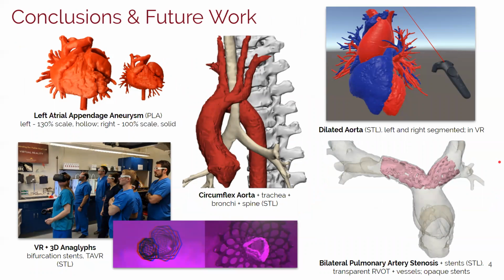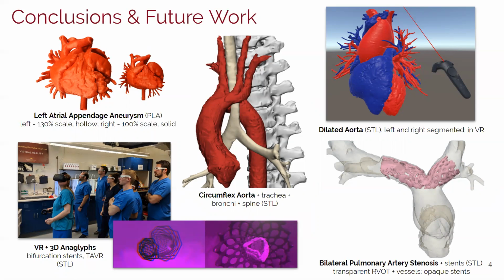Overall, significant value has been demonstrated in pre-surgical 3D modeling for the treatment of congenital heart diseases. Shown here are 3 models we have made for pre-surgical planning and 2 VR scenes created for educational purposes. The image in the upper left shows 2 3D prints made for a case of left atrial appendage aneurysm, one hollow with a window into the aneurysm at 130% scale, and one solid at 100% scale.